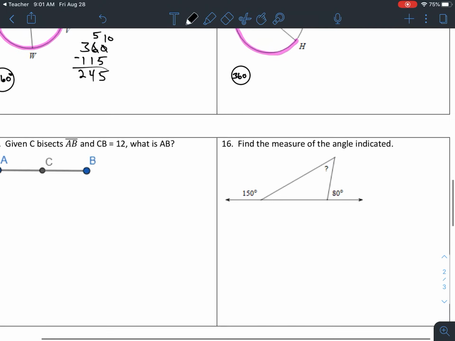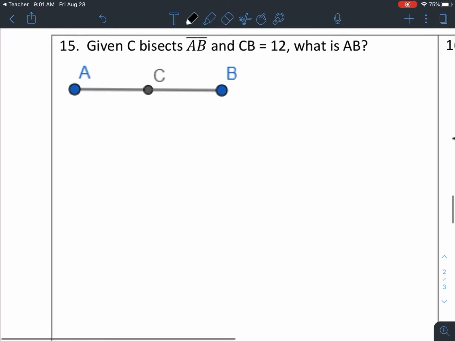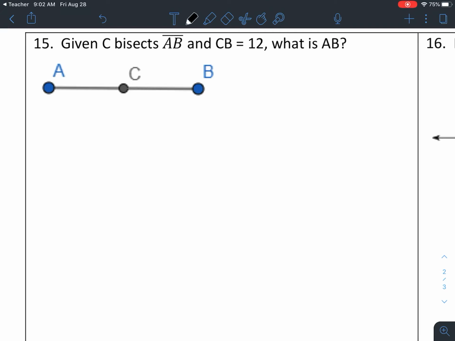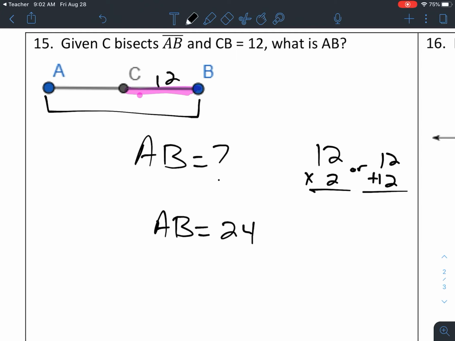And lastly, let's do 15. So we get some practice work on this. Given C bisects AB and CB is 12, what is AB? So again, we know it bisects, it's in the middle, it's saying, okay? And we know C to B is 12. What would A to B be? So how far is this right here? Well, you should be able to sit here and say you take 12 times 2 or 12 plus 12, and it'll give you the final answer of 24.